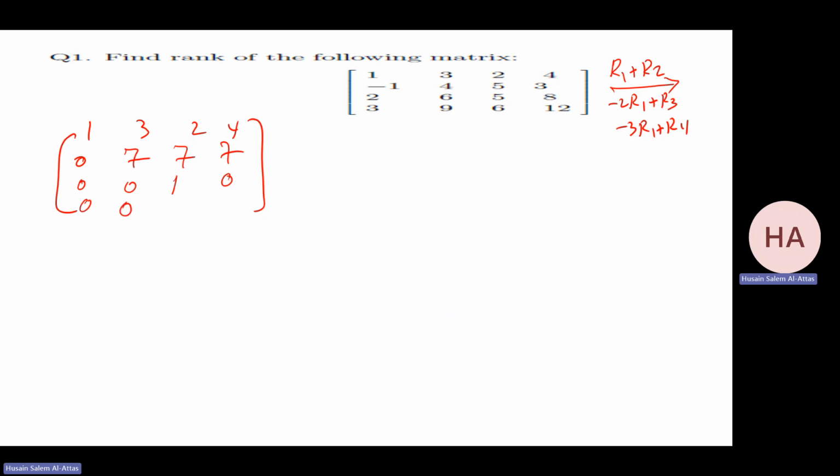Minus 3 and add, that will be 0. So very clear.